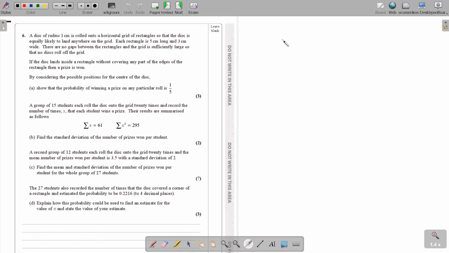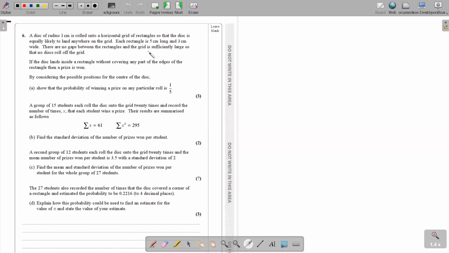There's a grid with rectangles. And what are you doing? You're putting a disc onto that grid so that the disc is equally likely to land anywhere on the grid. Each rectangle is 5 centimeter long and 3 centimeter wide. So it's quite bigger than the disc, right? The rectangle is 5 by 3, while the disc radius is 1, so the diameter is 2, right? So the rectangle is definitely bigger than the diameter, right?